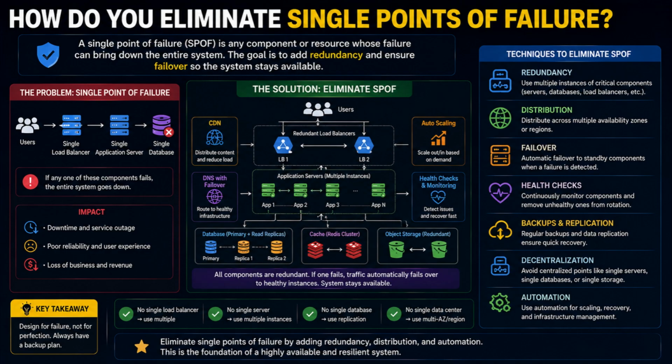For databases, use replication and read replicas. For caching, use a Redis cluster, and use redundant object storage for important files. Distribute infrastructure across multiple availability zones or regions, and use DNS failover to route users to healthy infrastructure. Add health checks, monitoring, backups, auto-scaling, and automated recovery to detect and handle failures quickly. The key takeaway: never depend on a single critical component. Design for failure, always have a backup plan, and keep the system available.